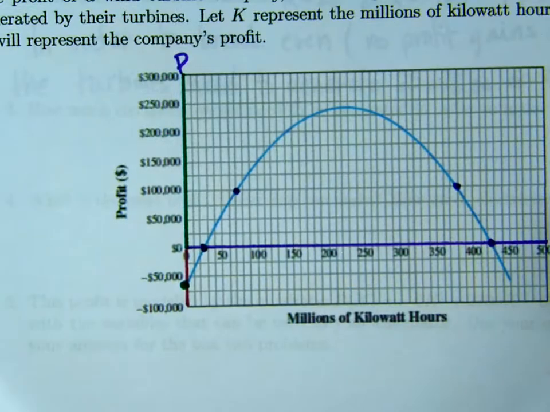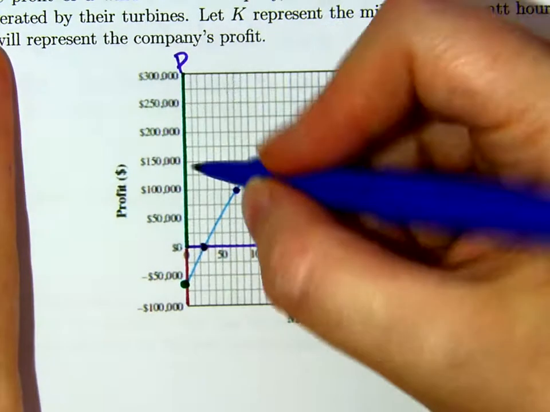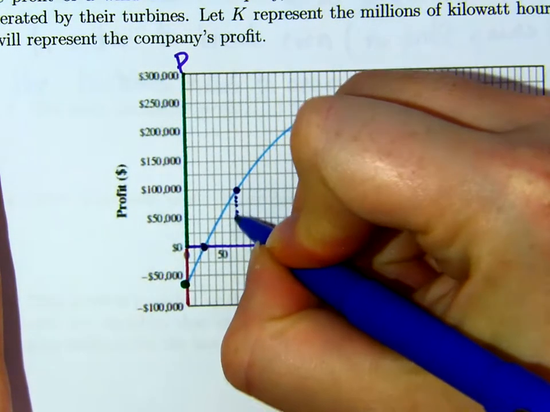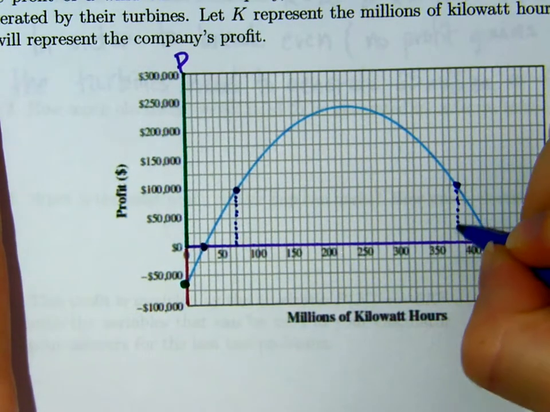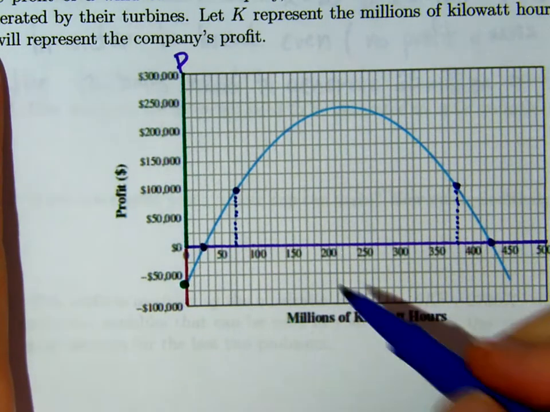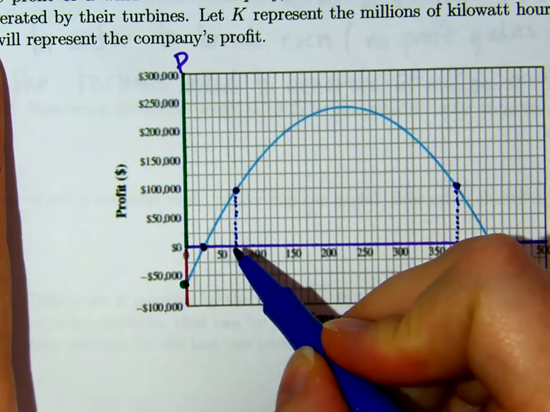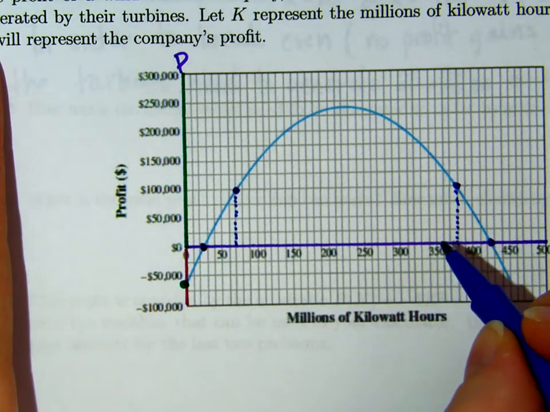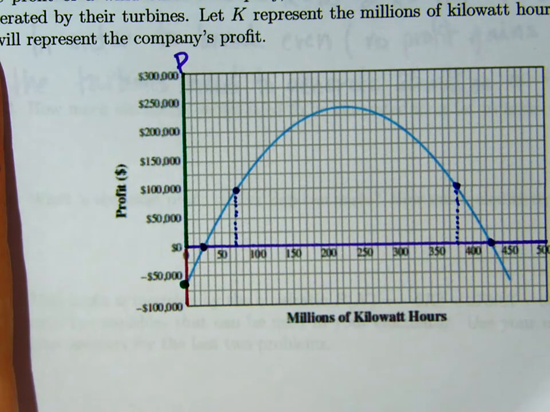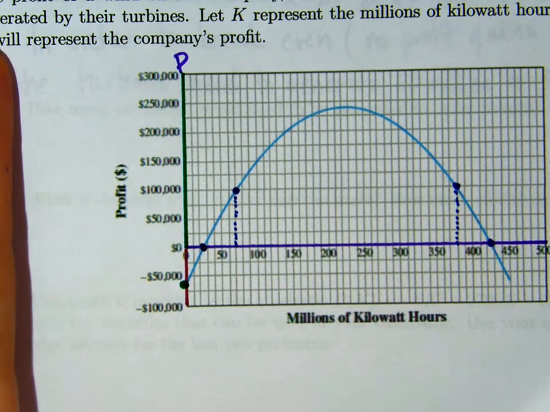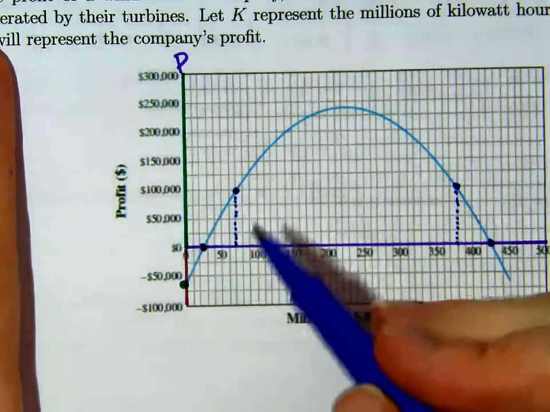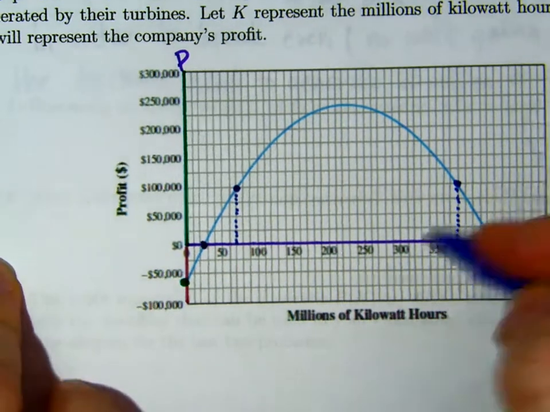Okay. So I'm going to go ahead and look at how much kilowatt hours those are. That's 50, 60, 70, and 350, 360, 370, 380. 70 and 80. Got it. So 70 and 380.